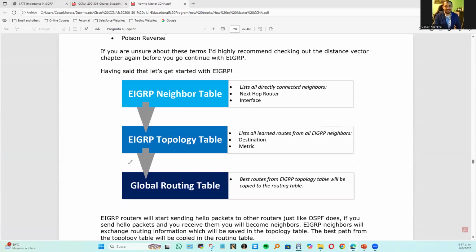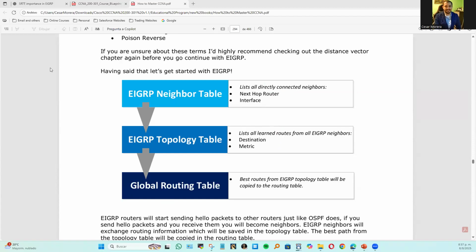So we studied a little bit about the neighbor table. It lists the directly connected neighbors, the next hop routers, and the interface. The EIGRP topology table basically tells us about all learned routes from all EIGRP neighbors. We have the destination, we have the metric, and finally the global routing table. Best routes from the EIGRP topology table will be copied to the routing table.